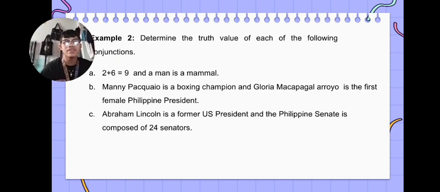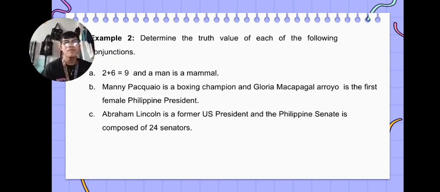Next, Manny Pacquiao is a boxing champion and Gloria Macapagal Arroyo is the first female president. We know that Manny Pacquiao is a boxing champion, so it's a true proposition. Then Gloria Macapagal Arroyo is not the first female president. Note that Corazon Aquino is the first female Philippine president. Therefore, the conjunction of the compound proposition is false.